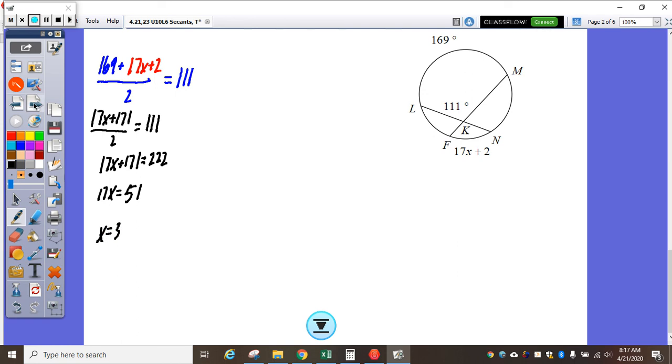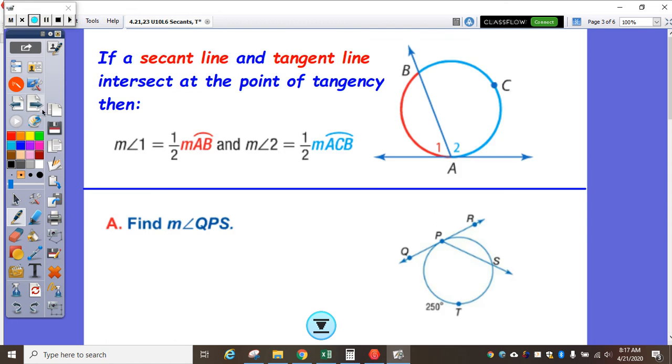All right. So that was two secant lines that intersected inside of the circle. Now we're going to look at a secant line. This line right here, AB, is a secant line intersecting with a tangent line, A, on the circle itself. So whenever you have a secant line and a tangent line, they always intersect on the circle itself. So it really doesn't become any different than what we had talked about before with an inscribed angle.